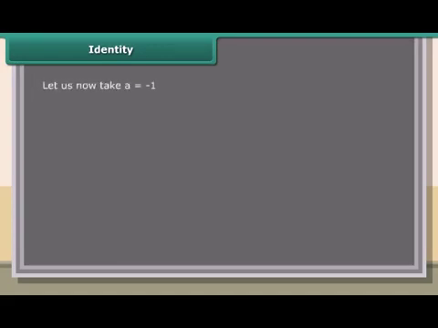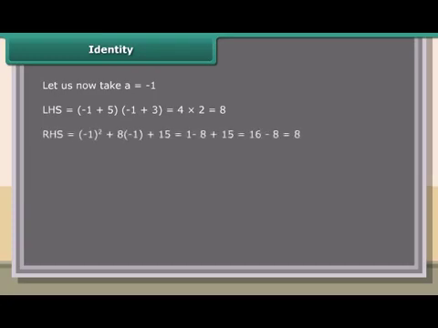Let us now take a as minus 1. LHS is equal to (minus 1 plus 5) into (minus 1 plus 3) is equal to 4 into 2 is equal to 8. RHS is equal to minus 1 square plus 8 into minus 1 plus 15 is equal to 1 minus 8 plus 15 is equal to 16 minus 8 is equal to 8. For a is equal to minus 1, LHS is equal to RHS.